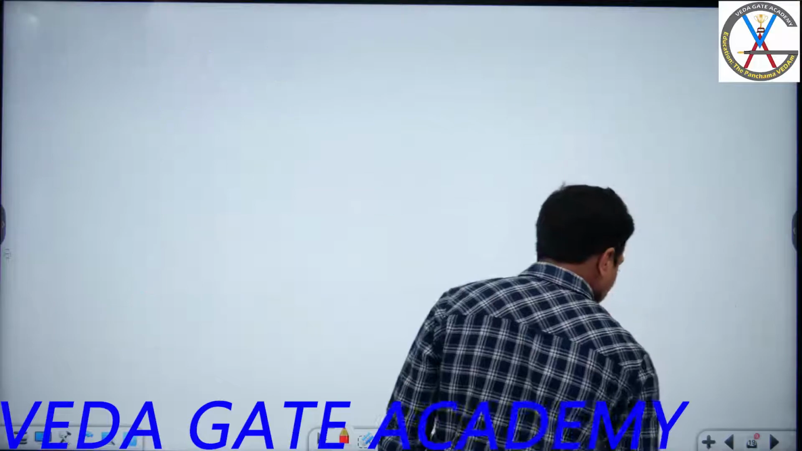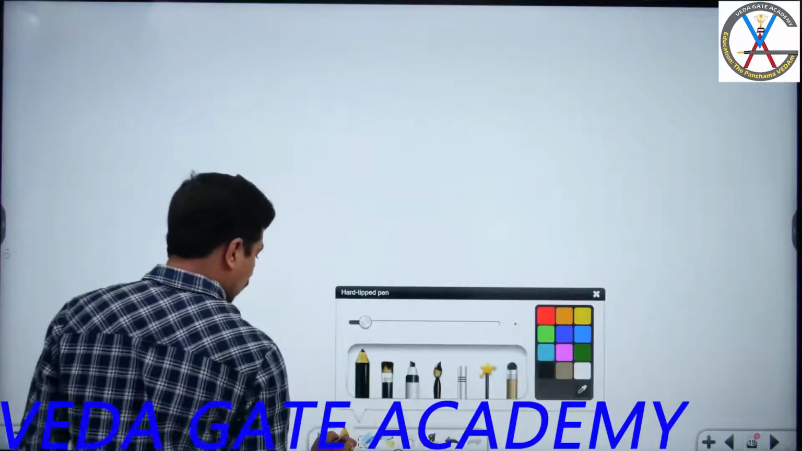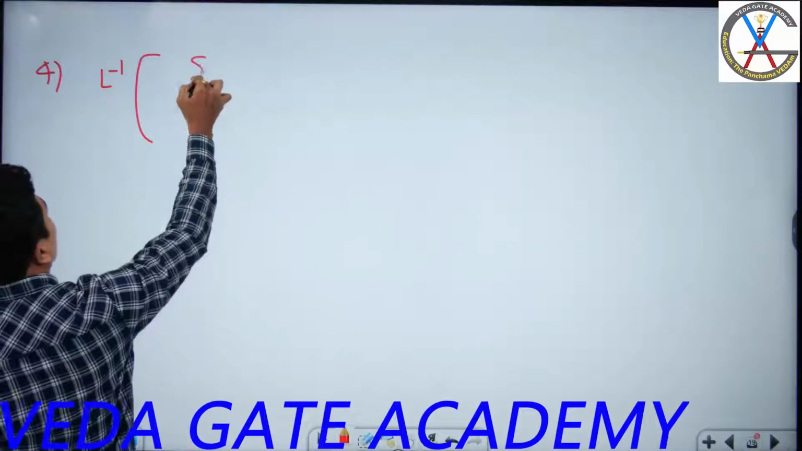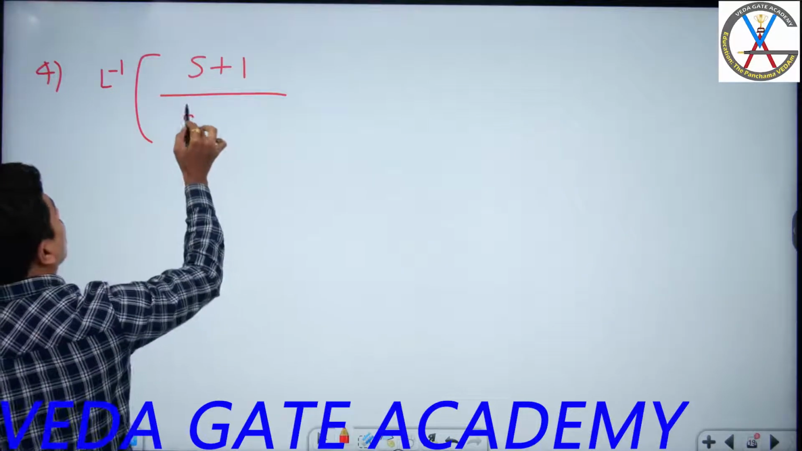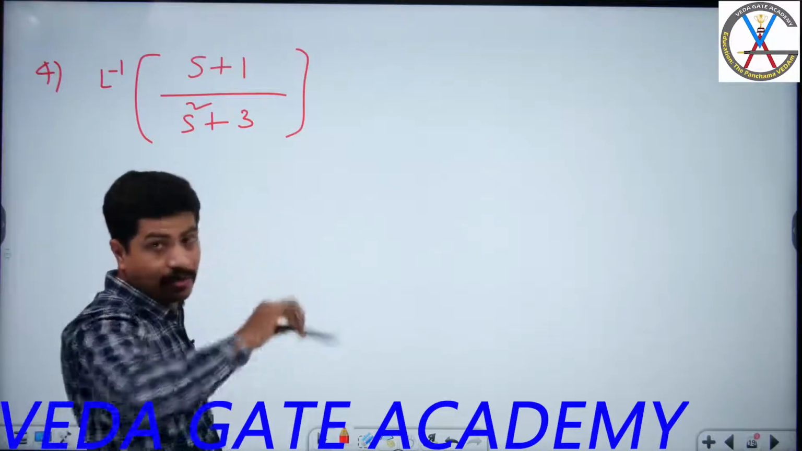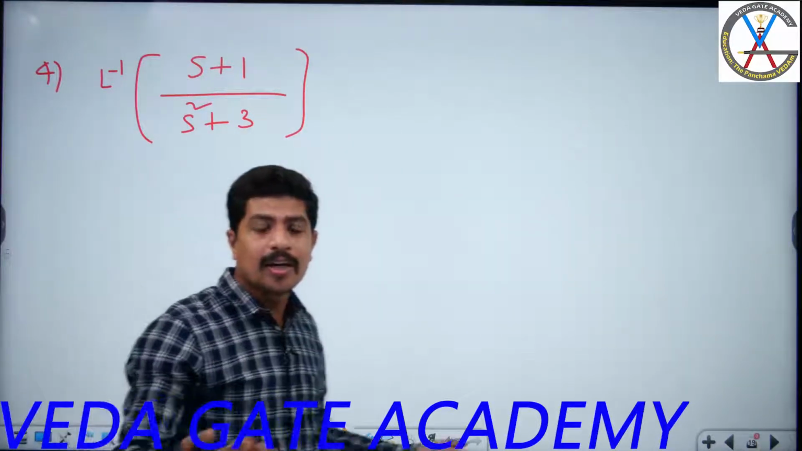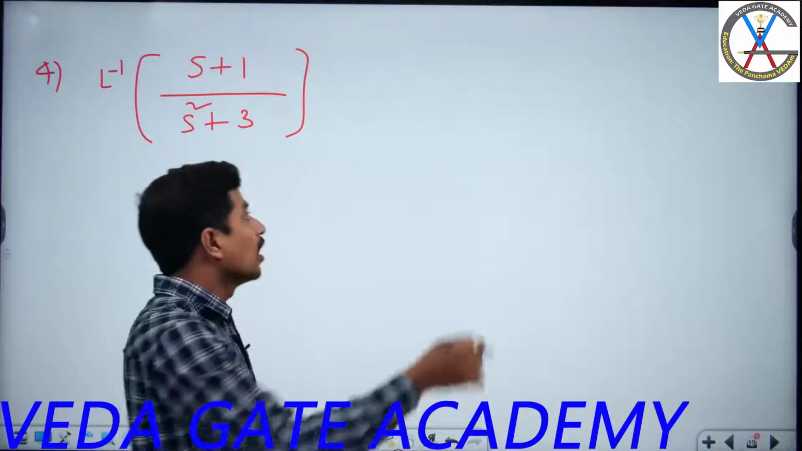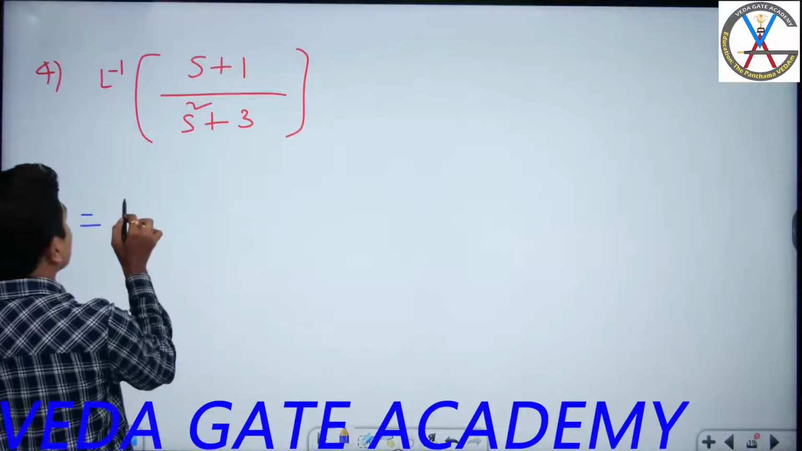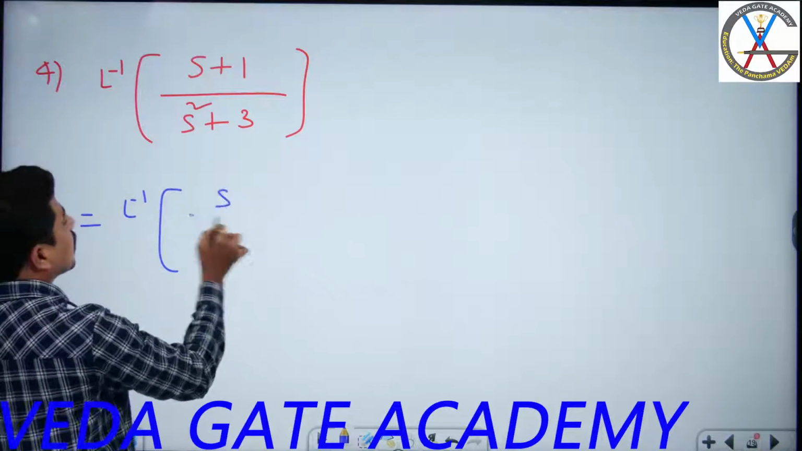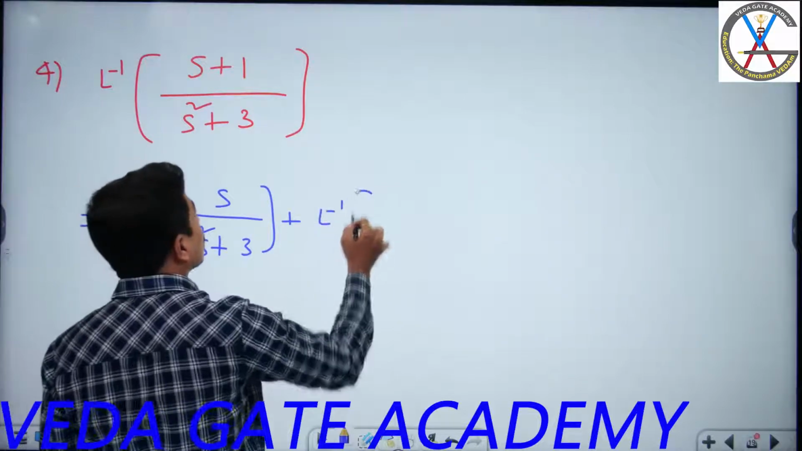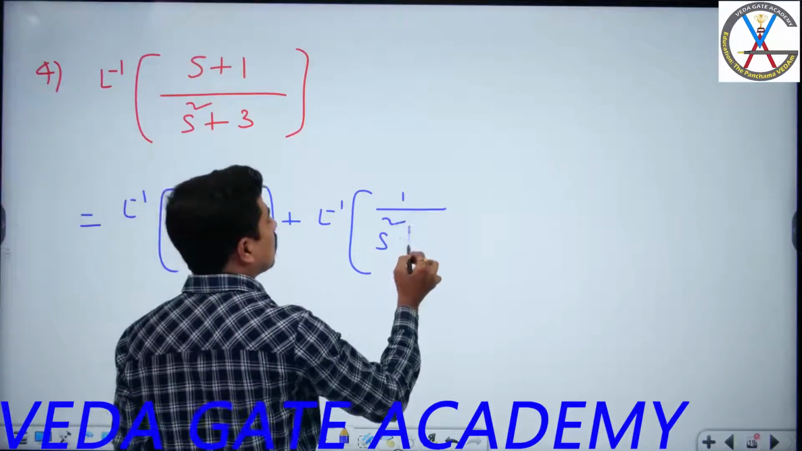Let's go for the next question. Inverse Laplace transform of s plus 1 by s square plus 3. Split it. How to split? It is very simple. L inverse of s by s square plus 3 plus L inverse of 1 by s square plus 3.